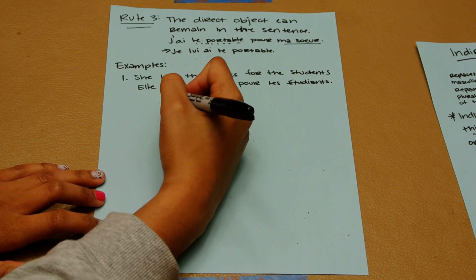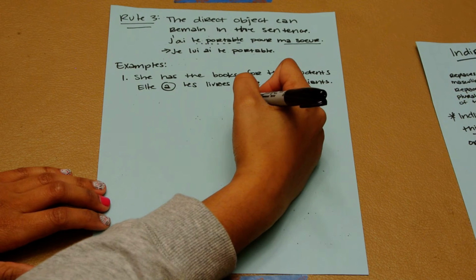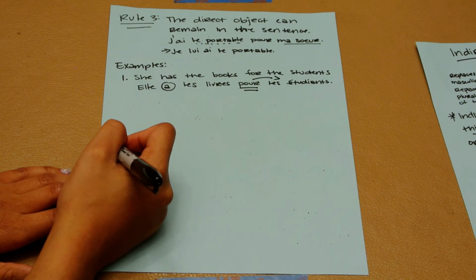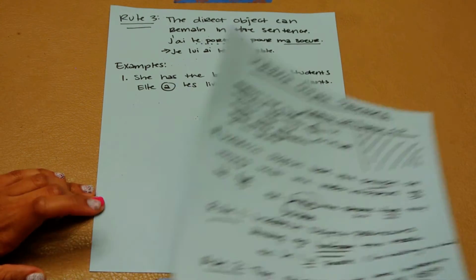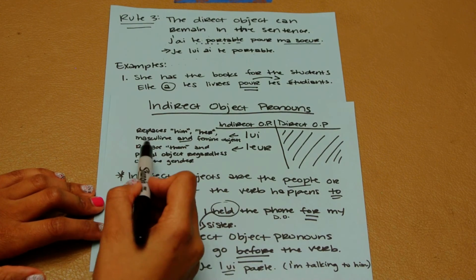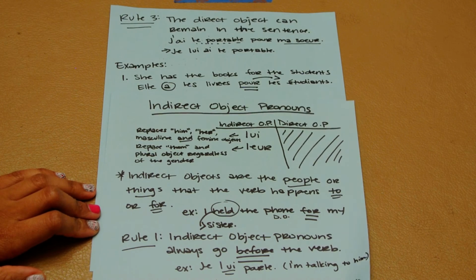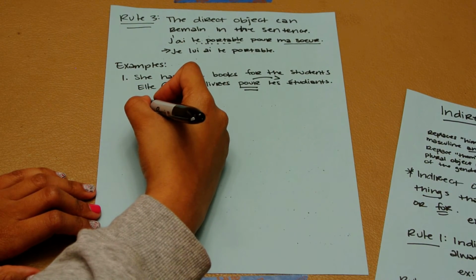But who are we doing this for? For the students. Okay? So, these students is going to be plural. So, we're going to replace it with leur because leur is for them or plural objects. Okay? Remember, it has to go before your verb.